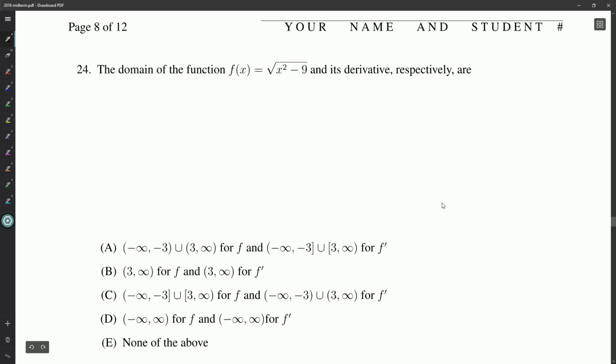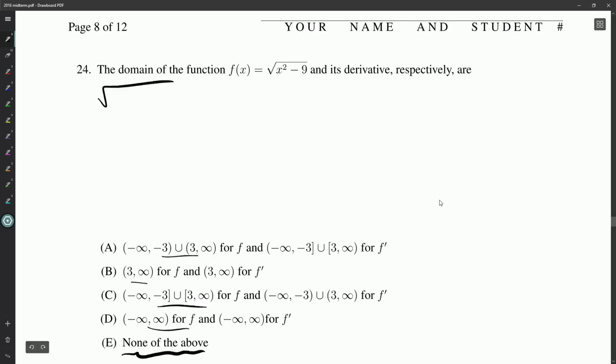All right. So the last one for this group of 4, question number 24. The domain of the function f of x and its derivative, respectively, are... Okay. So it's kind of interesting. When I look at my possible answers, none of the domains for the function are the same. Of course, they've done this whole none of the above trick, so I do have to do all the work.